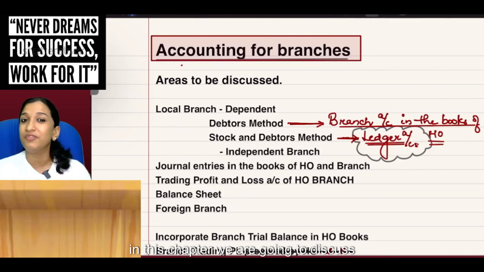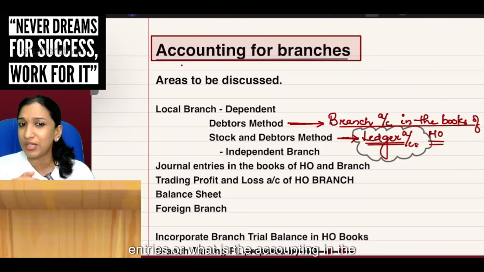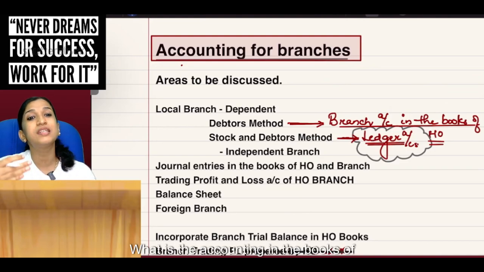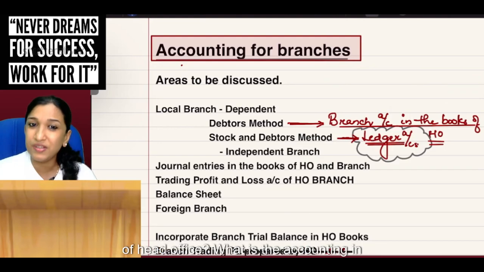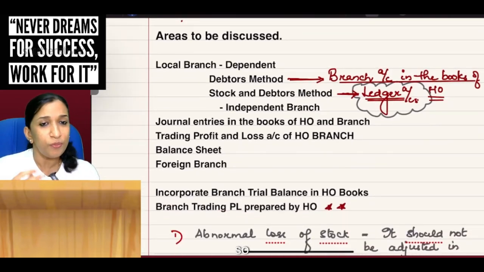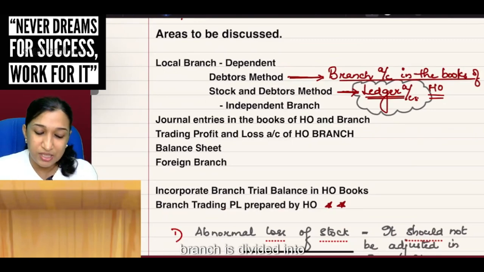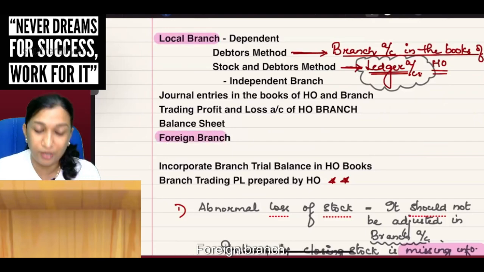In this chapter, we are going to discuss what the accounting is in the books of head office and what the accounting is in the books of branch. For the purpose of accounting, a branch is divided into two types: local branch and foreign branch.